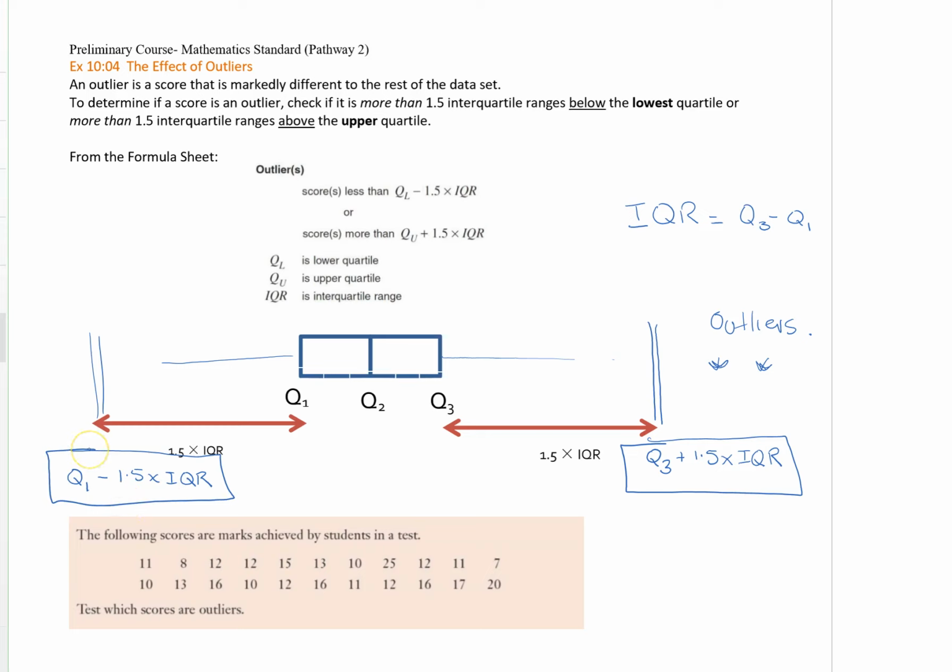So it's no longer just a matter of us saying, oh yeah, well it looks like it is, it's a long way away. We can't go with that anymore. We have to actually do the calculations. I will stop the video there and do these examples and talk about them.